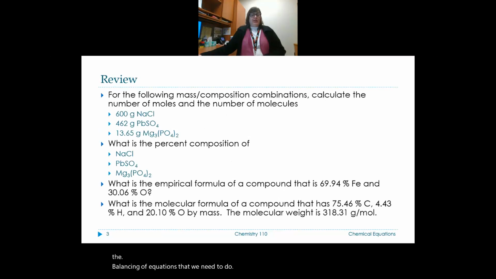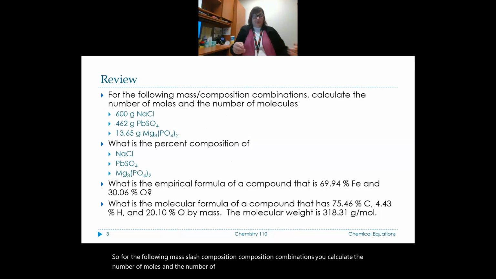So for the following mass/composition combinations, calculate the number of moles and the number of molecules. All right, so this is a review from last time.